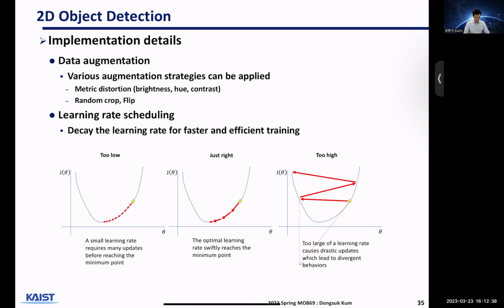Right, let me move on. And so here's more implementation details. There's data augmentation. So we talk about data sets, and distribution of the data set is very important.